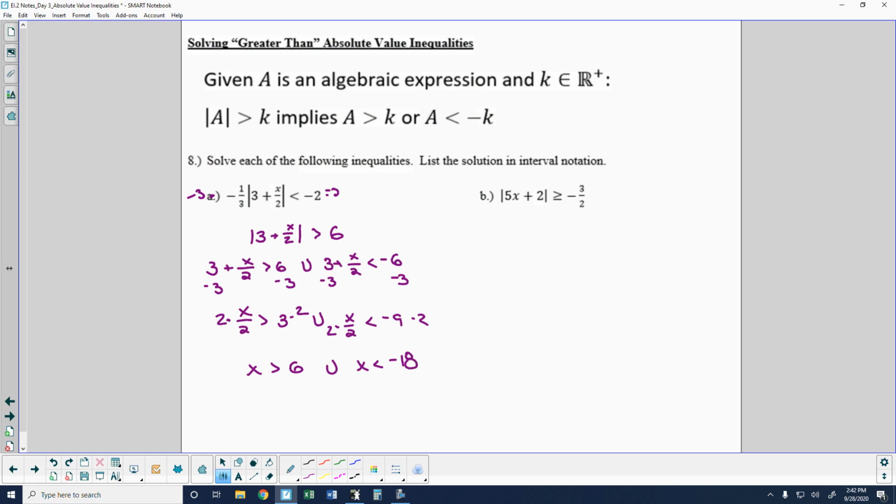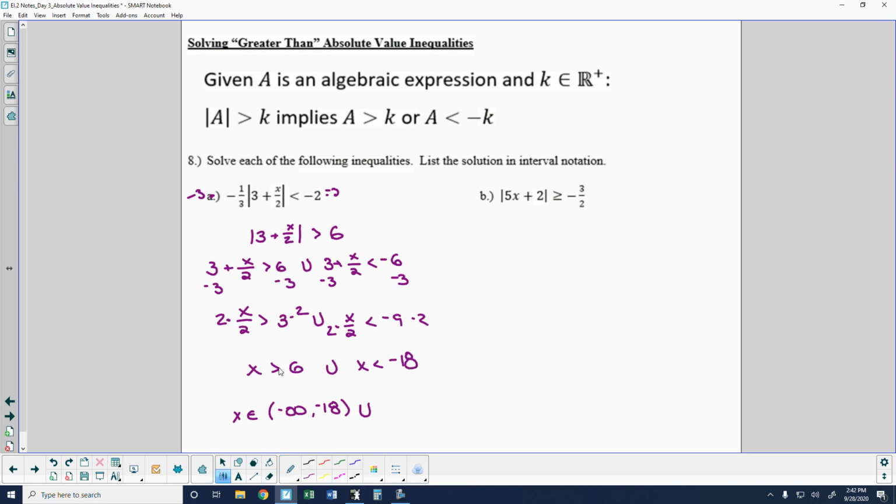If I wanted to, I could graph this to come up with my interval, but let's look over here. This is saying I want everything to the left of negative 18. So left of negative 18 would go on to negative infinity, and then it would come to negative 18 with a parenthesis because it's not equal there. So that's one of our intervals. And we do usually go left to right, so that's why I did the negative infinity to negative 18 first.